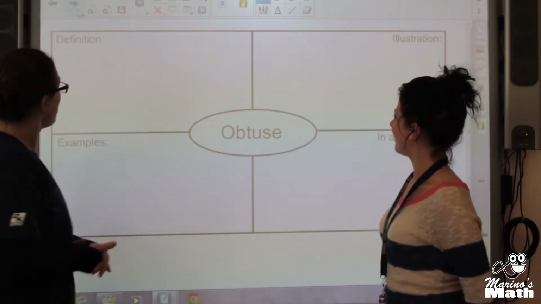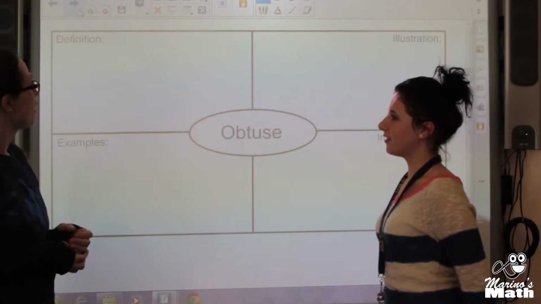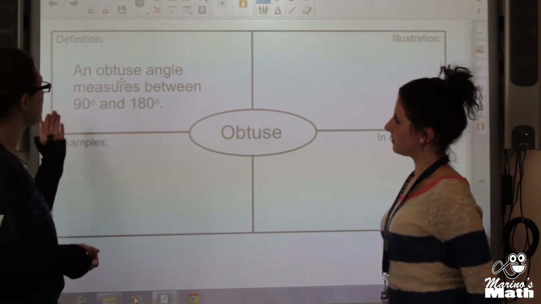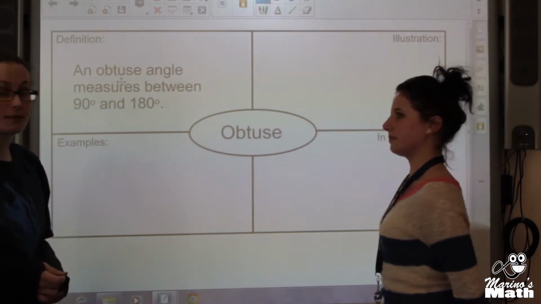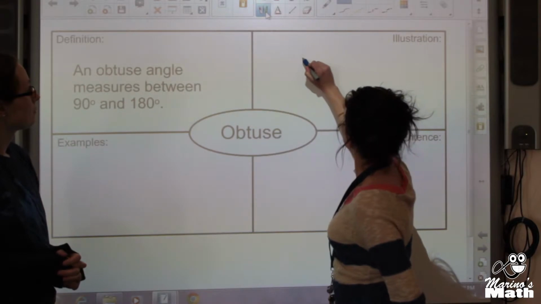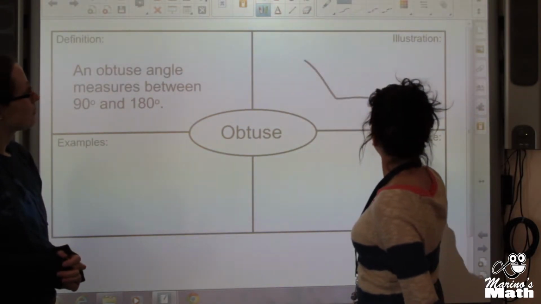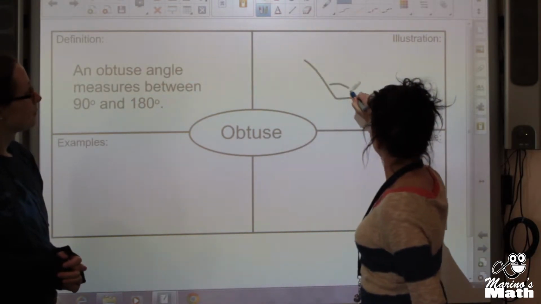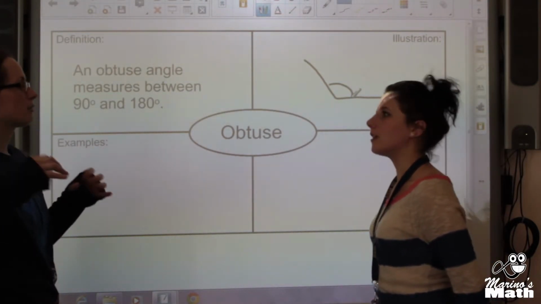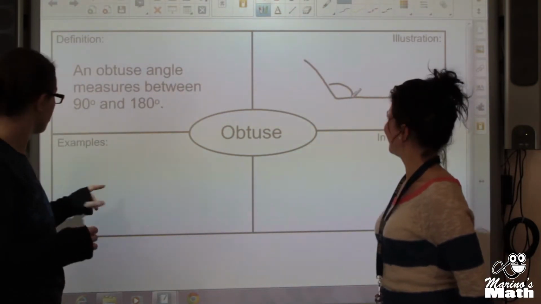Alright, our second one, we have an obtuse angle. And obtuse angles are the ones that measure between 90 and 180 degrees. Alright, so that one's going to look a little bit like this. And for obtuse, I remember it sounds like a really big and fat word. So yep, those are the big and fat ones.